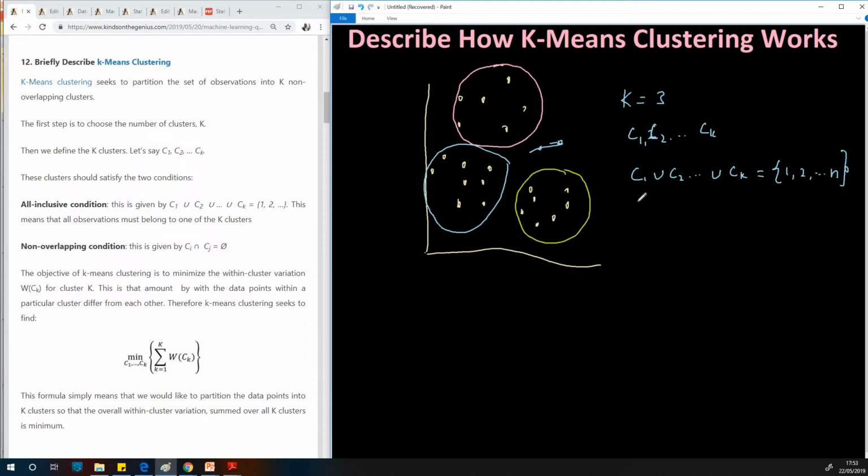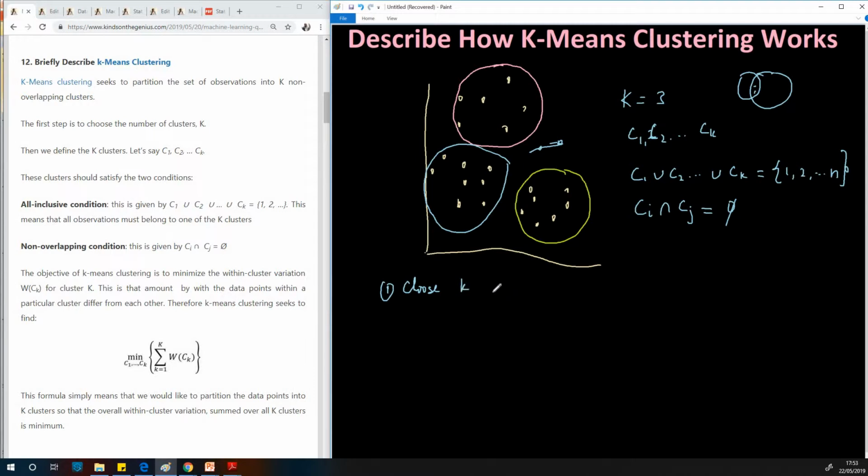You should be able to understand it. Then we also have the non-overlapping condition that says Ci intersection Cj is equal to an empty set. What it means is that we don't have any intersections. So there is nothing like this in clustering. All right. So in k-means clustering, the first step is to choose k.